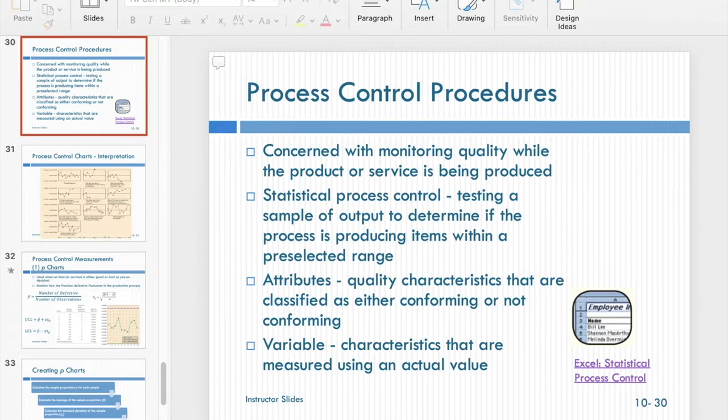So for those two type situations, if we are interested in, let's say, the mean of the sample or the range of the sample, these are quantitative issues instead of qualitative issues. So those two types of situations are viewed as the variable situation within the process control problems.